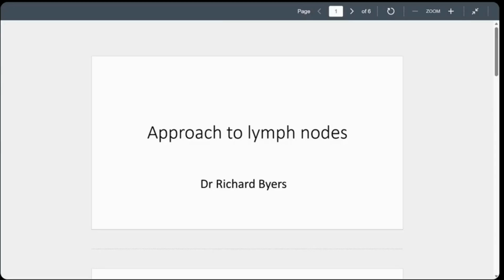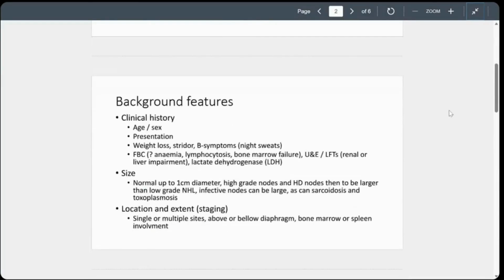So, an approach to lymph nodes. Now, I think it's always important to keep everything nice and simple, because most things are simple. And if you start from simple things, you will probably achieve at least 95% of diagnoses, and then the other ones you can spend a bit more time on. So I have to keep flicking between the screens to see where I am.